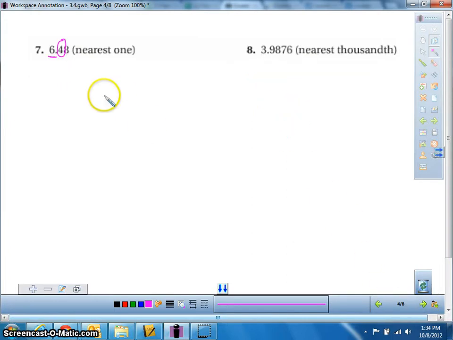So let's go ahead here. We're looking at the ones. My 4 tells me what? It tells me that this is going to stay the same. So I put down my 6. It stays the same, and everything else drops off.